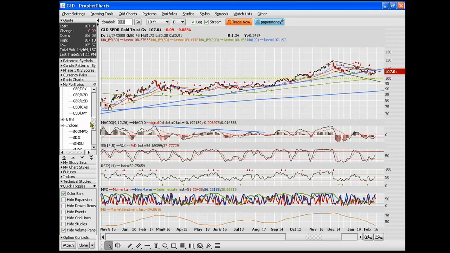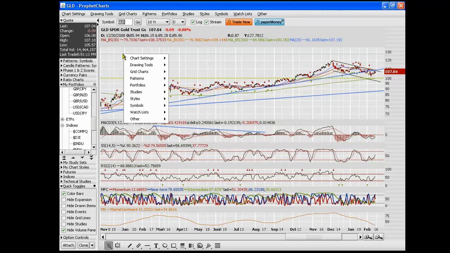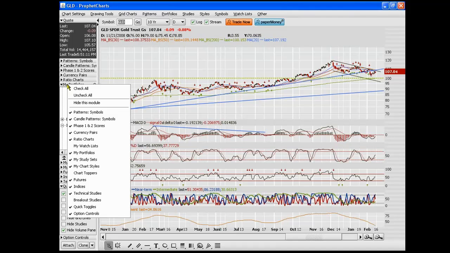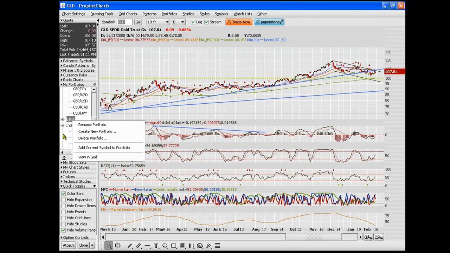Someone asked online how I got these different ETFs and whatnot in my portfolio and profit chart. All you do is, once you have a chart on screen, there are several ways of doing it. There's an add to chart thing, but where is it? Right click in my portfolios. Oh, there we go. So you add current symbol to portfolio, and that'll add it to that particular portfolio.